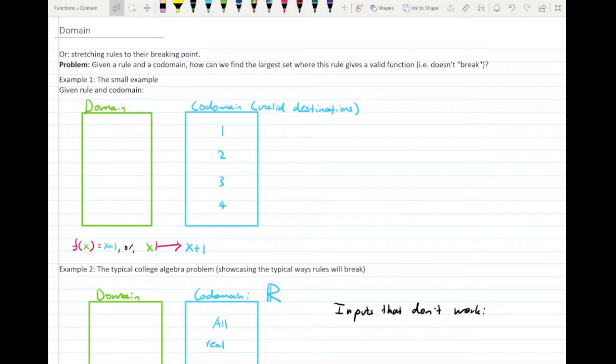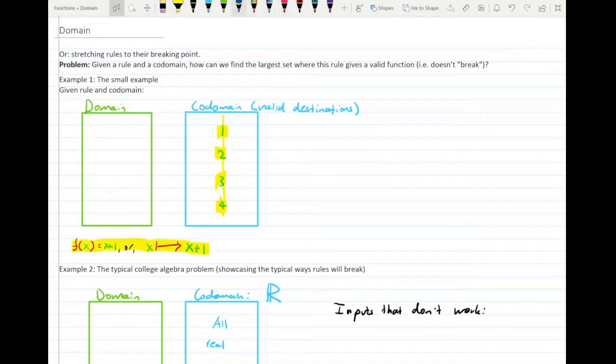Hey everyone, today we'll be talking about a particular kind of domain problem. Often, you'll be given a rule and a codomain and need to find the largest set that could act as a potential domain where this rule will not break. Here, for example, my codomain is the set 1, 2, 3, and 4, and my rule is that f of x goes to x plus 1.